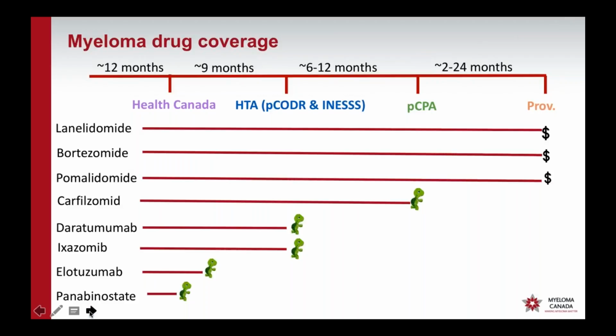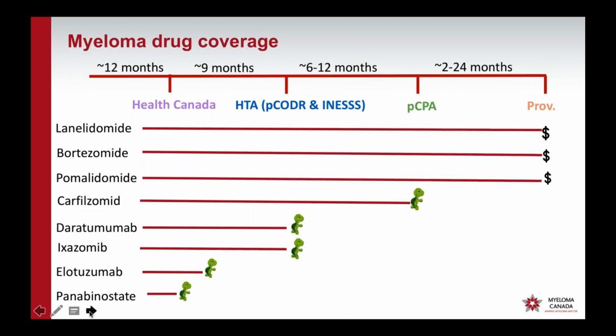If you look, for example, at myeloma drug coverage across the country, lenalidomide, bortezomib, and pomalidomide have all gone through this process, and they're now funded in the majority of provinces. So that's great. But newer drugs approved in the last few years, like carfilzomib, have gone through the HTA process and had a positive recommendation, and it's currently stuck in pricing negotiation. We don't know what's happening as this process is non-transparent. I can't tell you if it's going to be a month or 2 or 6, we don't know.